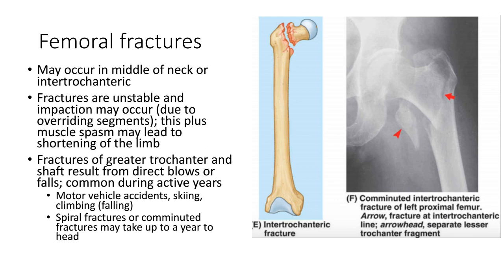Femoral fractures might occur in the middle of the neck, or they can even occur in the intertrochanteric area. The fractures are unstable and impaction can occur if the segments override each other. This plus muscle spasm in the area might lead to a shortening of the limb. Fractures of the greater trochanter and shaft result from direct blows or falls, which are common during active years. So when a person is skiing or climbing and they fall, or maybe even during a motor vehicle accident. Spiral fractures or comminuted fractures where there are fragments may take up to a year to heal.